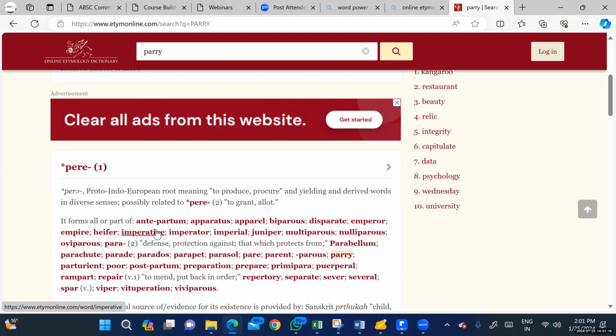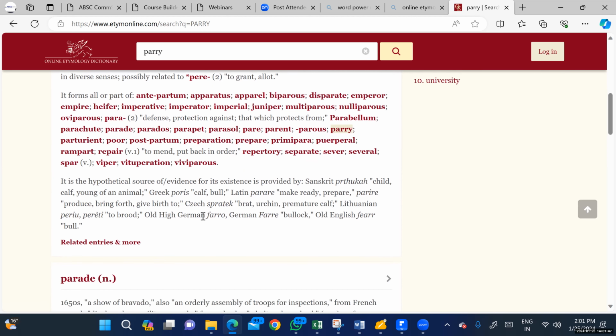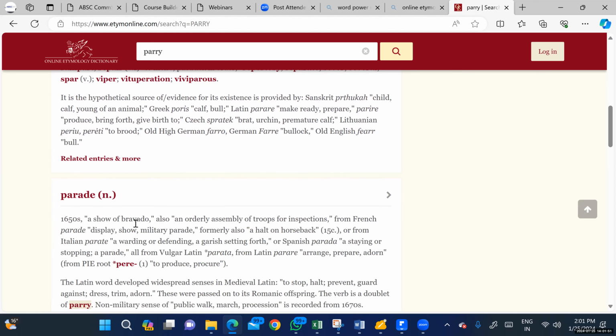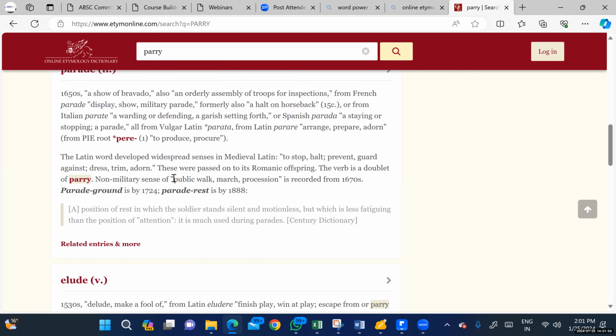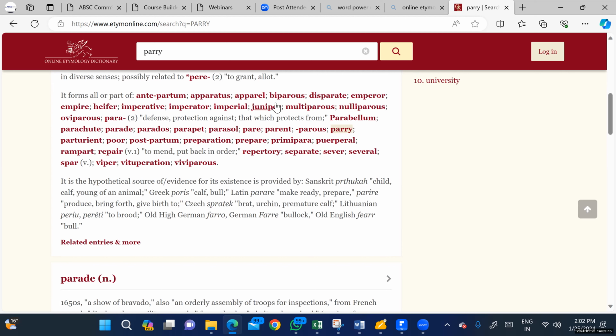This is another word. So now there are so many words we come across which are related to this. Oviparous, parent, parous, parry. All these words are coming from this root word, pair, to produce. Like we said, parent. Parent is coming from the word pair, produce. So if you learn this etymology, it will really help you a lot. Parade, to show or bravado. See, the parade is also coming from the same word. Here, the verb is a doublet of parry. Parade ground. See, the parade ground is also coming from the same word. So we know that one root word gives you so many related words.